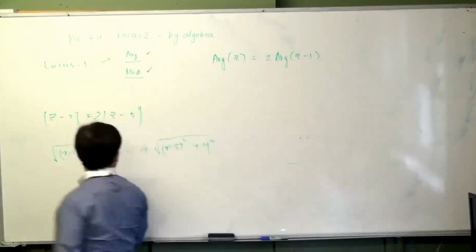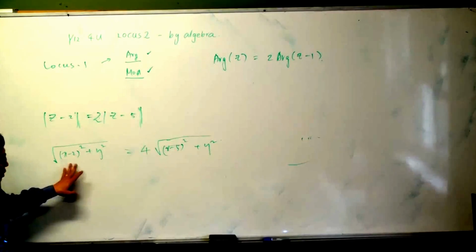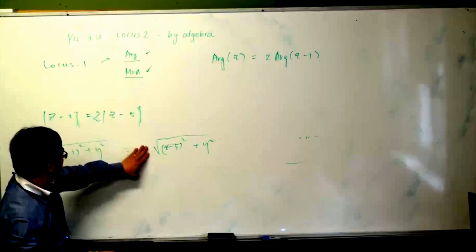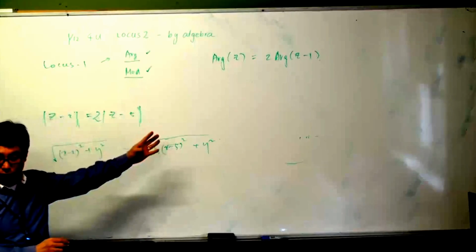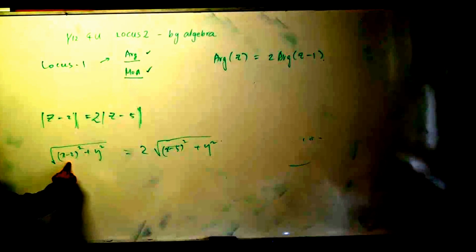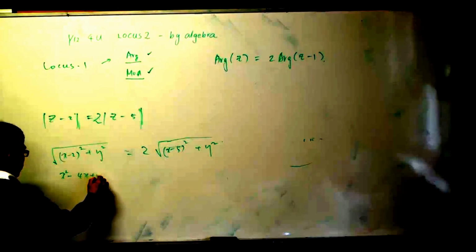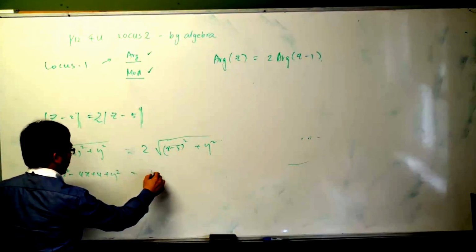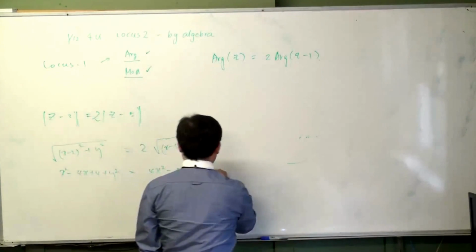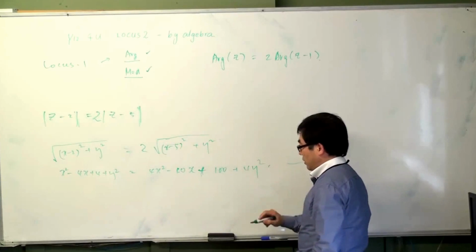And if you expand it, you'll have x squared, 4x squared, isn't it? Sorry. It's 2. Yeah. After you square it, it's going to be 4. So after that, if you expand it, what you have here will be x squared minus 4x plus 4 plus y squared equals 4 times (x squared minus 10x plus 25), so 4x squared minus 40x plus 100 plus 4y squared.